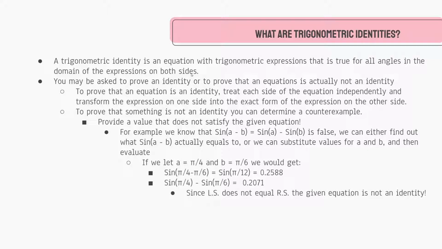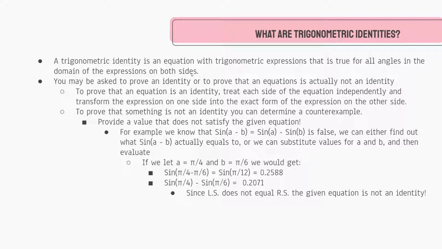However, we could also simply just substitute two values in for a and b. So I chose that a is equal to pi over 4 and that b is equal to pi over 6. So from here, I just plugged it into the first part of the equation, or the left side, and I got sine of pi over 12, which, if you just click that into your calculator, you'd get approximately 0.2588.